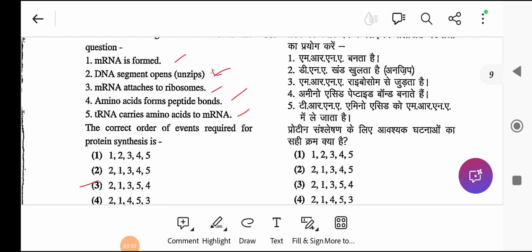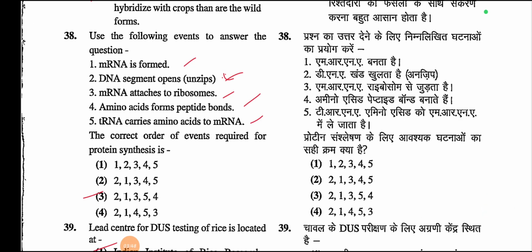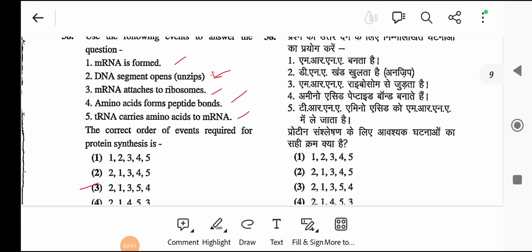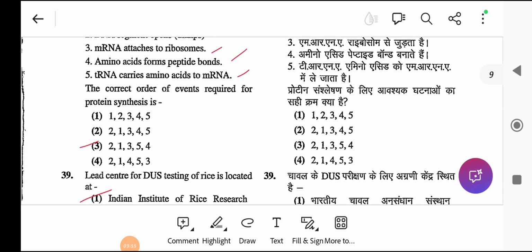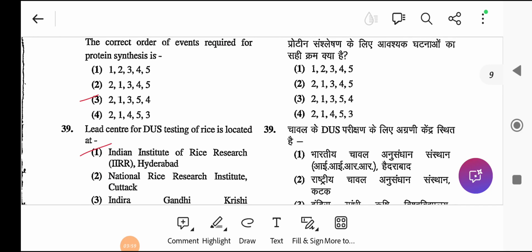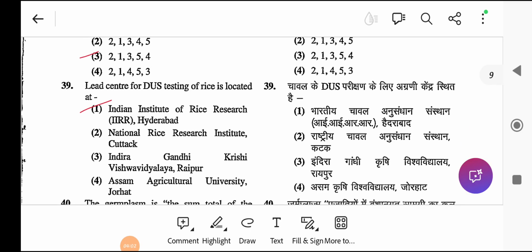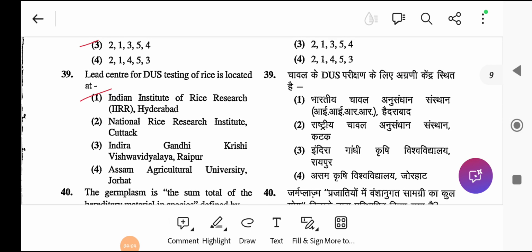Then mRNA will be formed, which is transcription. Then mRNA attaches to the ribosome, where translation starts. Then tRNA carries amino acids to the mRNA. The tRNA enzyme will carry the amino acid to the mRNA. Peptide bond will be formed. The amino acid forms a peptide bond. Okay, there is a transfer of the peptide amino acid from one site to another. If you read the topic in detail, you will understand. So here the answer is 3.